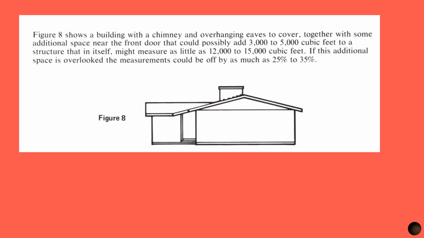Figure 8 shows a building with a chimney and overhanging eaves to cover, together with some additional space near the front door that could possibly add 3,000 to 5,000 cubic feet to a structure that in itself might measure as little as 12,000 to 15,000 cubic feet. If this additional space is overlooked, the measurements could be off as much as 25 to 35%.